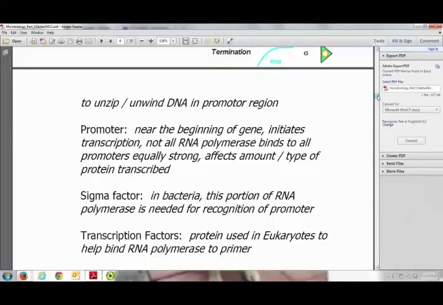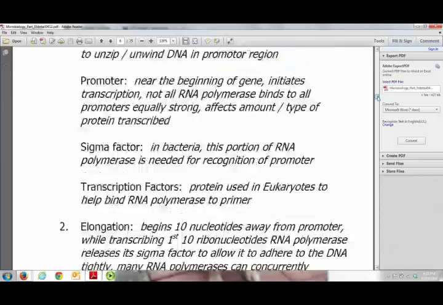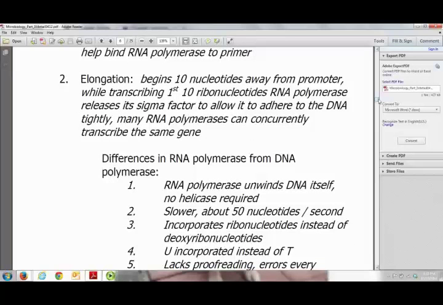In bacteria, sigma factor is necessary. It's the portion of the RNA polymerase that is needed for recognition of the promoter. In eukaryotes, it's going to use transcription factors, which are proteins, to help bind the RNA polymerase to the promoter. So they will have a similar type of function, but it's a sigma factor in bacteria and transcription factors in eukaryotes.